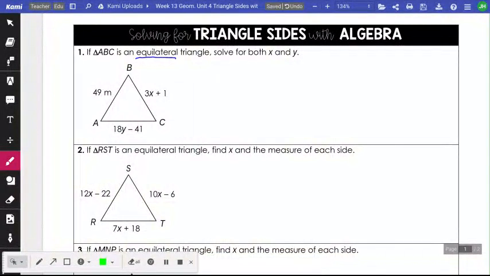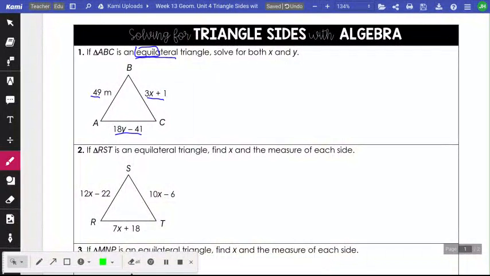Okay, so in this case, if we're going to solve for both x and y, and it's an equilateral, keyword equal, we are going to set sides equal to each other. So logically, I could set any of the three sides equal to each other, but I don't want to set something with x equal to something with y. So I'll use this 49 meters to help me out.